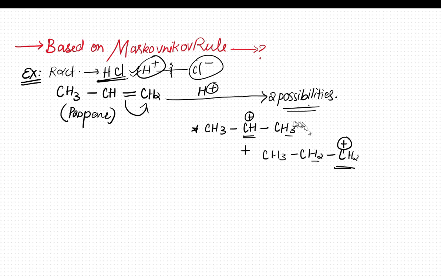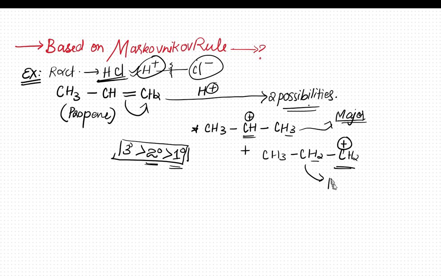Now I have already told you like a billion times that secondary carbocation is more stable than primary carbocation, and tertiary is the most stable of all the carbocations. So if you look at these products, you can see that this is your secondary carbocation, so it will form a major product because it is more stable. And this is your primary carbocation, so it will form a minor product.